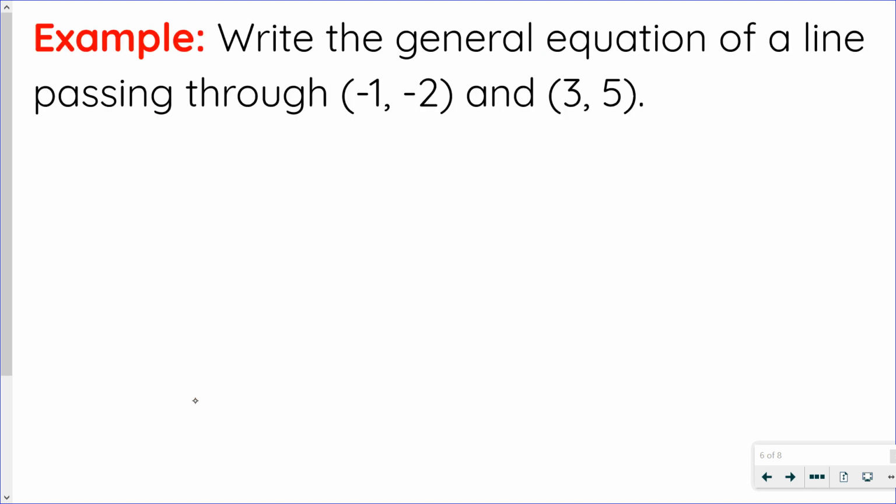So let's try an example. Write the general equation of a line passing through (-1, -2) and (3, 5). So this is an example of having 2 points.